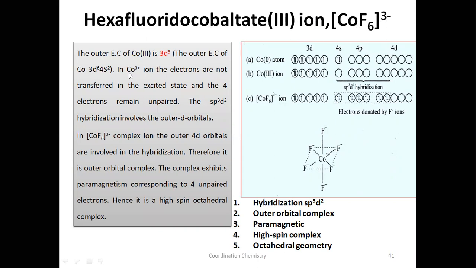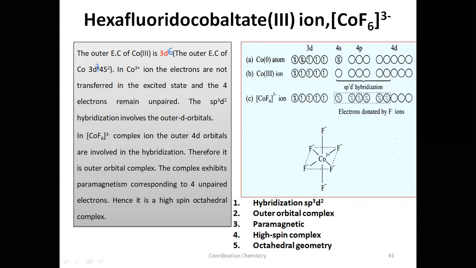Here also, the outer electronic configuration of cobalt is 3d7 4s2, with atomic number 27. Since the oxidation state is +3, remove 3 electrons from here, and you will get 3d6. This is 6, not 5. Okay, 3d6. Since fluoride is a weak field ligand, there will be no rearrangement of electrons in the 3d orbitals.